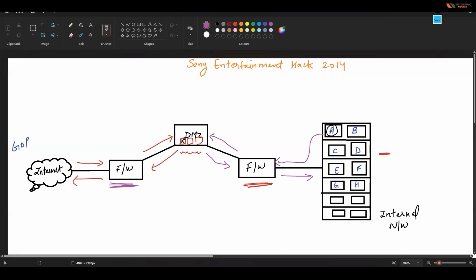So here what attackers did, once they got to know that they need to bypass this firewall just to get access to the DMZ traffic, they attacked this, they bypassed this particular network, and now the attacker has access to your DMZ traffic. This was your stage one.